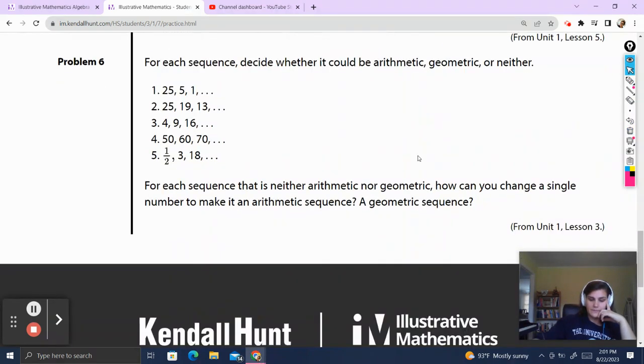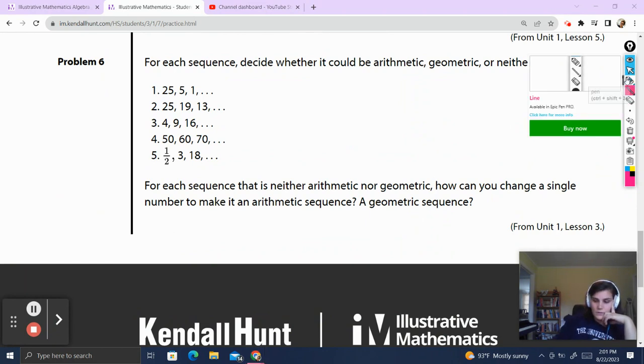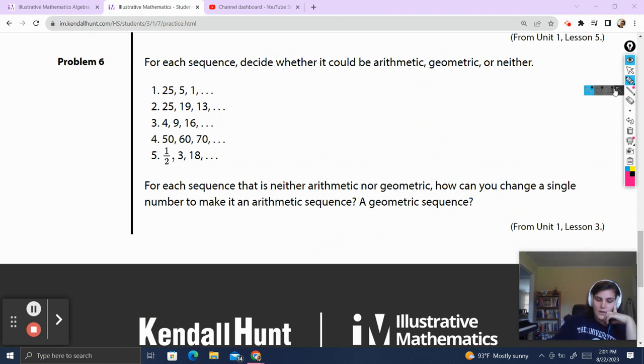Problem number 6. For each sequence, decide whether it could be arithmetic, geometric, or neither. So let's get started. 25 to 5 to 1. Well, to get from 25 to 5, we could subtract 20 or divide by 5. But to get from 5 to 1, we have to divide by 5, which makes this geo. Let's check out this one. 25 to 19, that would be minus 6. 19 minus 6 is 13. Okay, which makes it arithmetic.